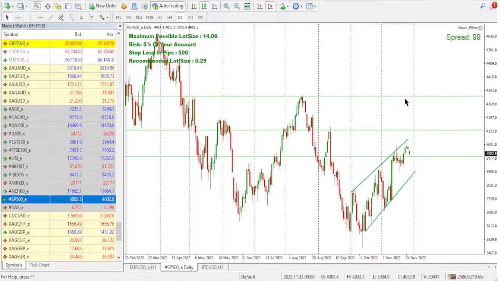So the idea here basically will be to watch for buy positions, watch for buy orders from this line here up to the next target, which is this one. The next target is this one.